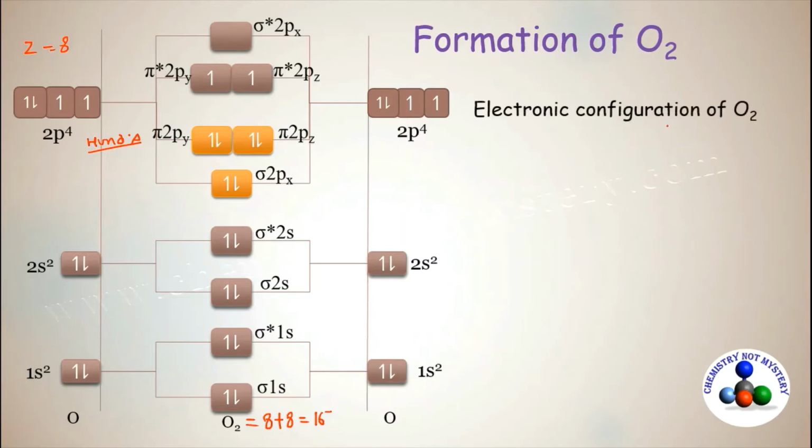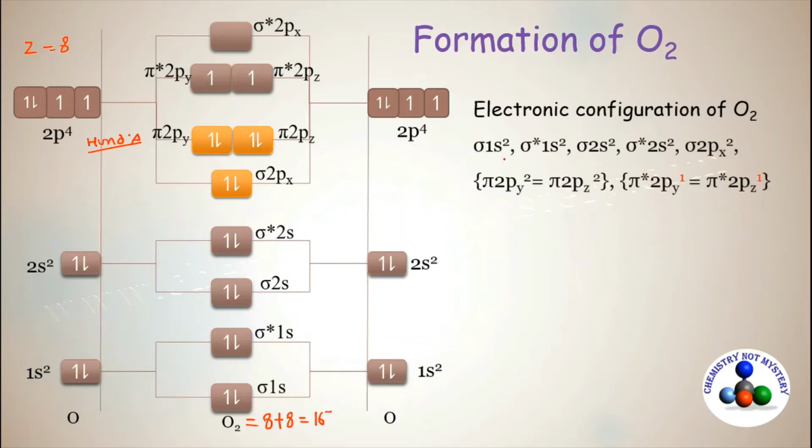Now write the electronic configuration of the O2 molecule. So we will get sigma 1s2, sigma star 1s2, sigma 2s2, sigma star 2s2, sigma 2px2, pi 2py2 equal to pi 2pz2, as they both have similar energy. Pi star 2py1 equal to pi star 2pz1, because we have filled one electron in each antibonding molecular orbital.